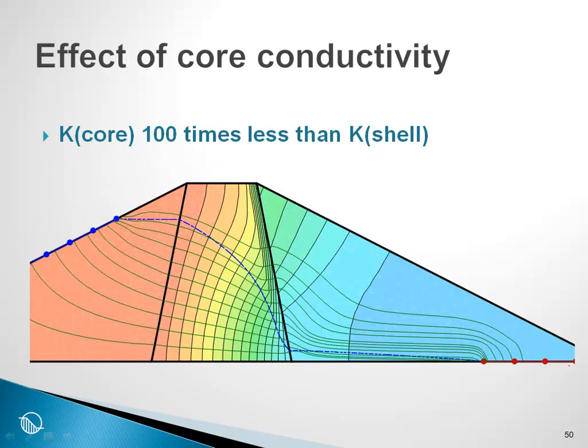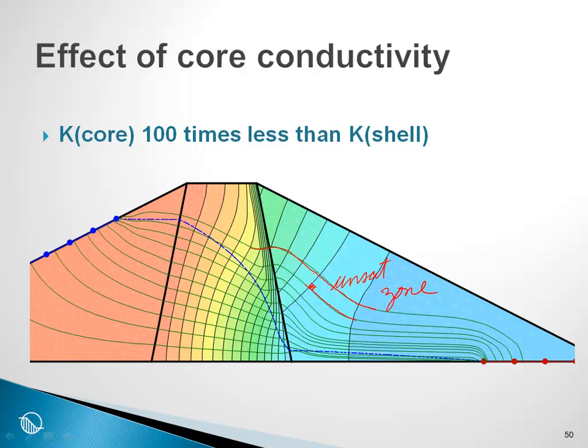Now I want to draw your attention to the effect of the core and the flow lines, which we have already looked at. Once again, we see there is an awful lot of flow in the unsaturated zone. And here are flow lines in the unsat zone. And once again the flow lines are perpendicular to the equipotential lines.